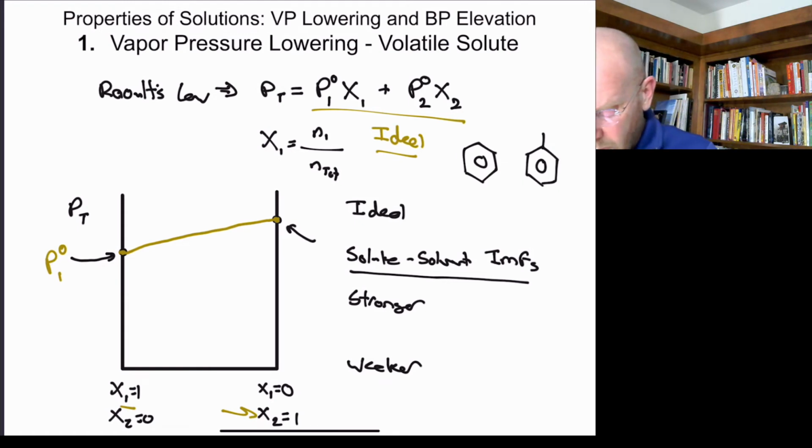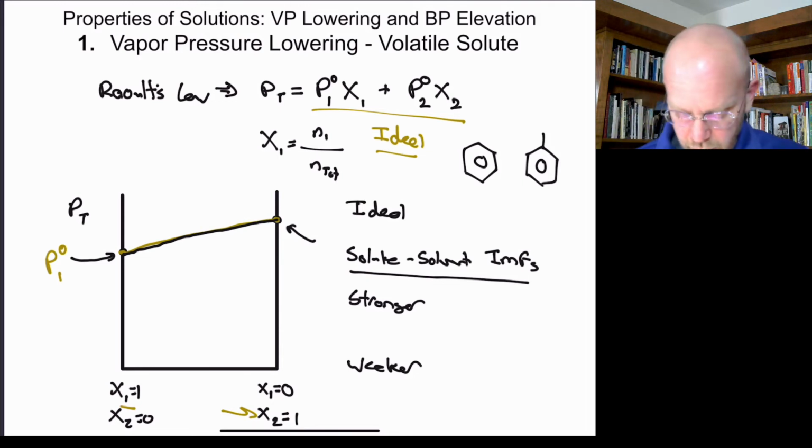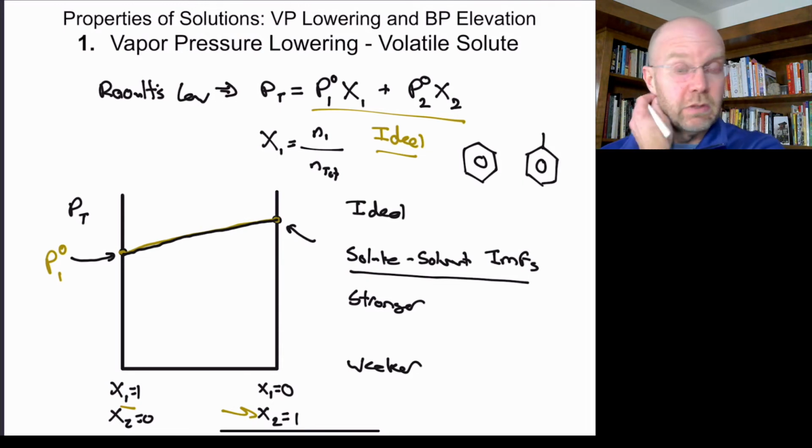And when you mix them together, they generate a Raoult's law line that's very much straight across that whole range, and it goes pretty much from the pressure of benzene up to the pressure of toluene as you change the mole fraction of each.